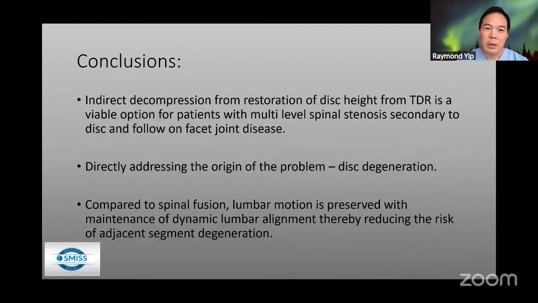So in conclusion, indirect decompression from restoration of disc height from TDRs is a viable option for patients with multi-level spine disease, secondary to disc and then follow-on facet joint disease. And we're directly addressing the origin of the problem, which is disc degeneration. There is no need to violate any posterior structures, and this is minimally invasive surgery because the patients go home the next day. Compared to spinal fusion, motion is preserved, thereby reducing the risk of any adjacent segment disease. And we can also do a smaller surgery than had these been fusion surgeries. Thank you.